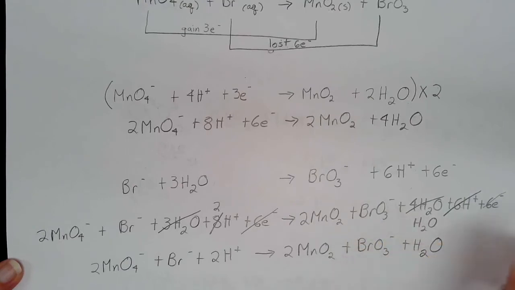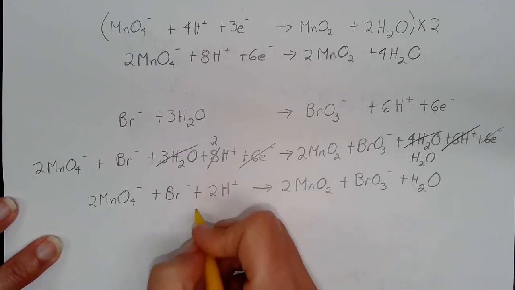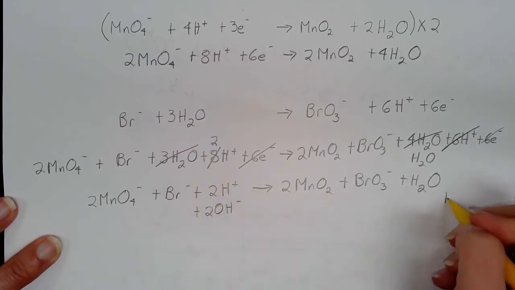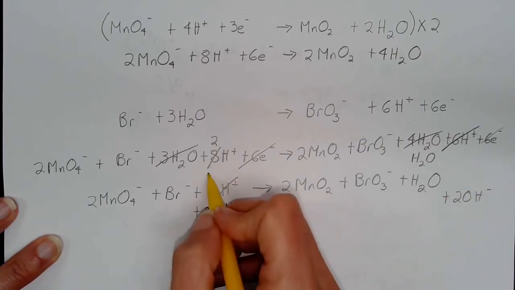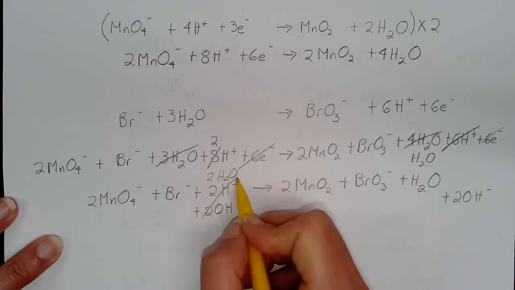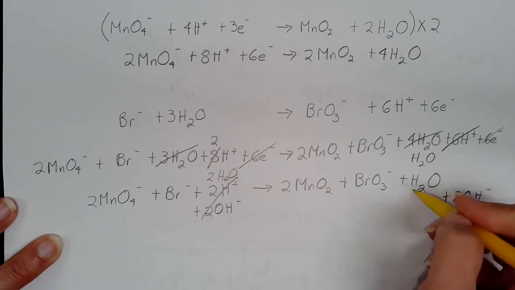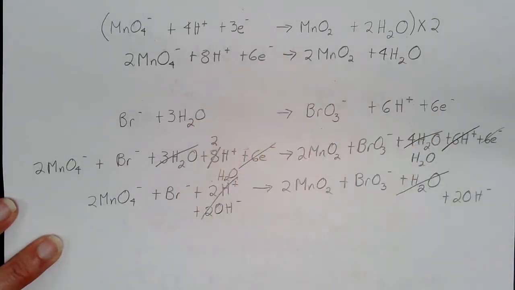But this equation is happening in basic solution. I don't have hydrogen ions. So we have to go back and add 2 hydroxide ions to both sides. When we do that, this is going to give me 2 water molecules on this side. Since I have 2 water molecules on this side and 1 water molecule on this side, I'm going to cancel out that water and leave 1 water on this side.